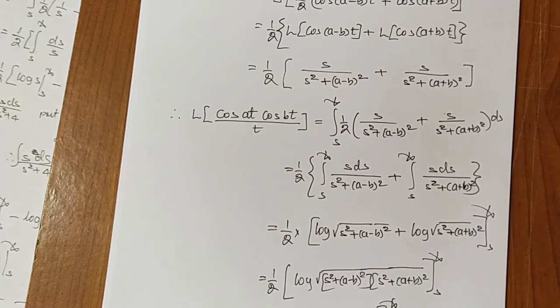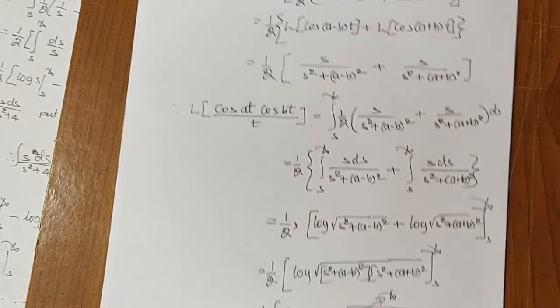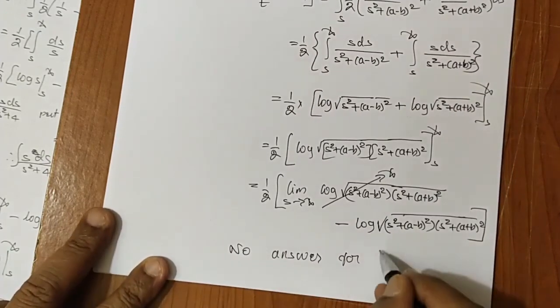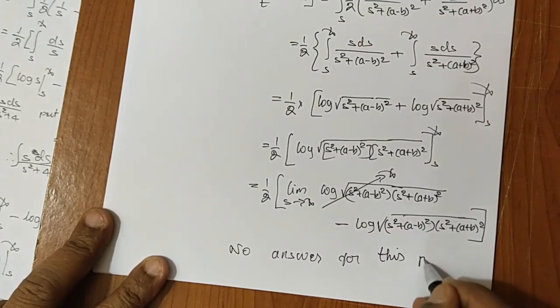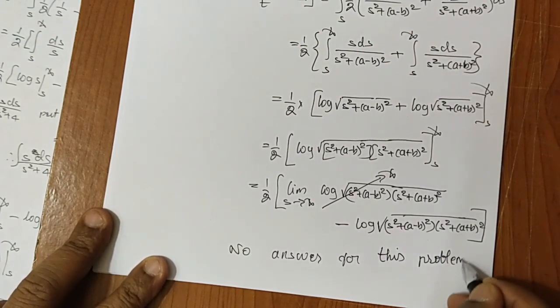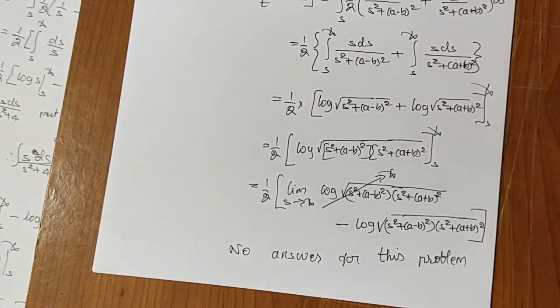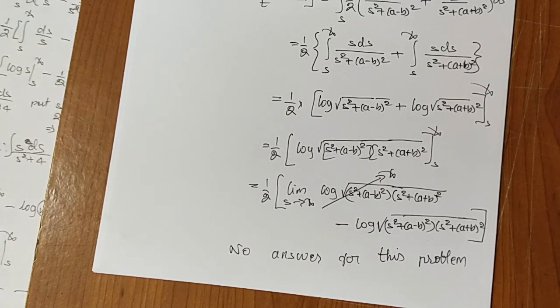So, no answer for this problem. I can't find the Laplace transform. Instead of that, if I'm having sin at into sin bt by t, then I can easily find out the answer, right? So I'll stop here.